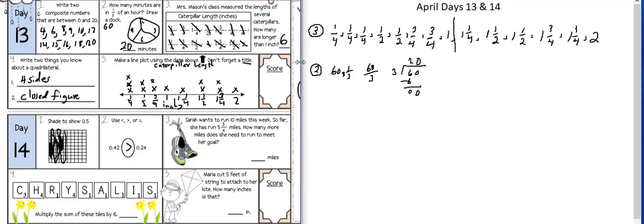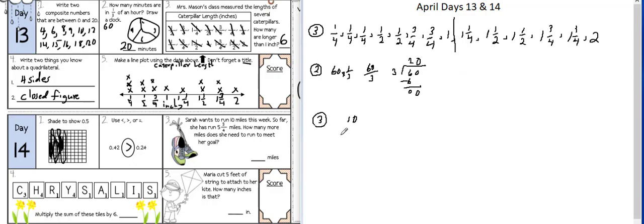Sarah wants to run 10 miles this week. So far, she has run 5 3/4 miles. How many more miles does she need to run to meet her goal? All right. So that is number 3 on day 2.